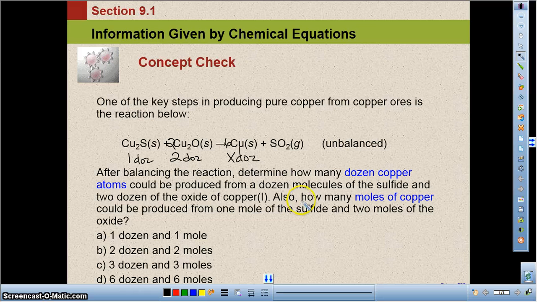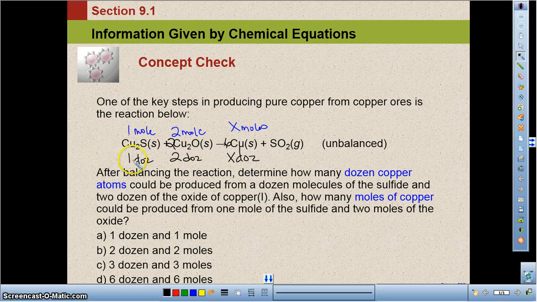And then also, how many moles? Let me change colors to write the second part of the question down. We'll write it above it. Also, how many moles of copper would be produced from 1 mole of the sulfide and 2 moles of the oxide? Let's start with the question with the dozens.